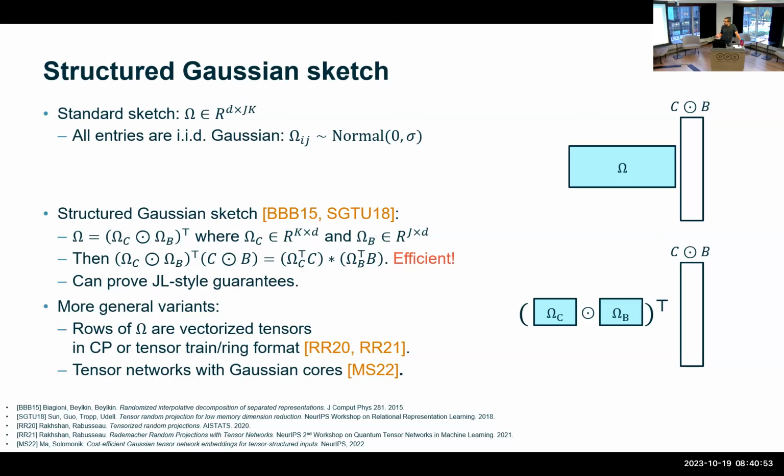And there are also fancier variants of this where you can let the rows of omega be vectorized tensors with random cores, where it can be something like CP or Tensor-Train or Tensor Ring. So that's a line of work. And there has been more recent work by Linjian and Edgar on even more advanced methods where you have tensor networks with Gaussian cores that replace this omega matrix.